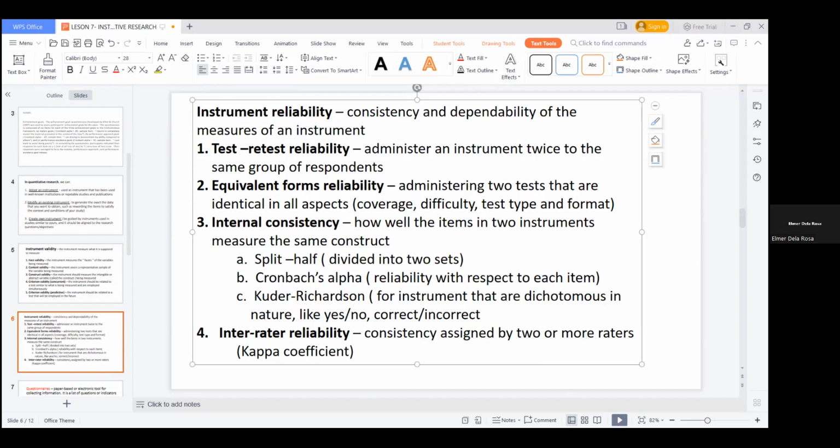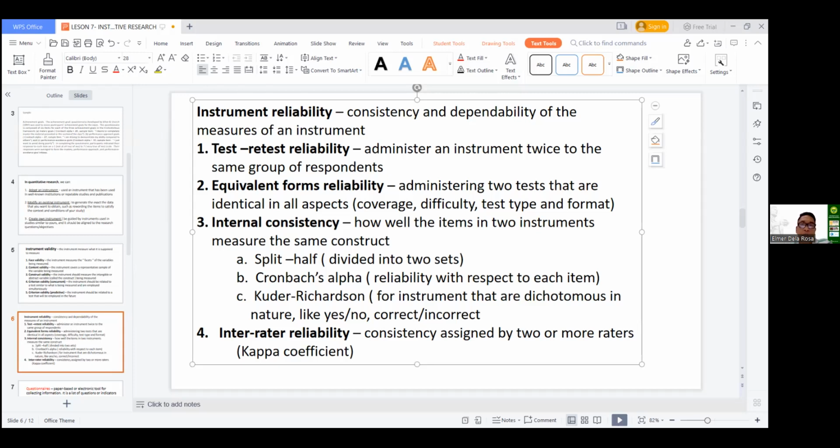Okay, sige. Well, good. So test retest is you administer an instrument twice to the same group of respondents. So you give the test today, and then after some time, you give it again without changing anything. Then you correlate the results. If the correlation is high, therefore the test is reliable because there is consistency of responses. Pag mababa ang sagot mo sa intrinsic motivation scale, kahit ulitin yon, mababa pa rin. Okay? Kung reliable yung instrument, reliable din ang sagot mo.